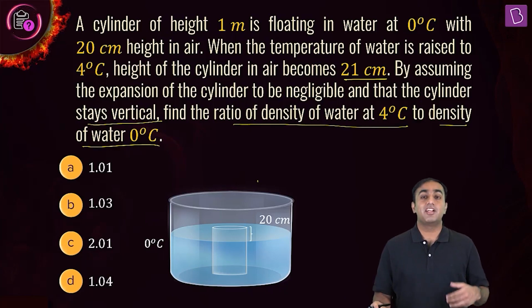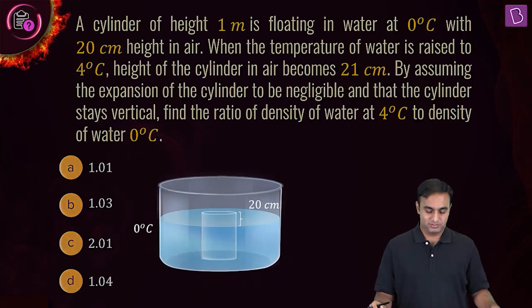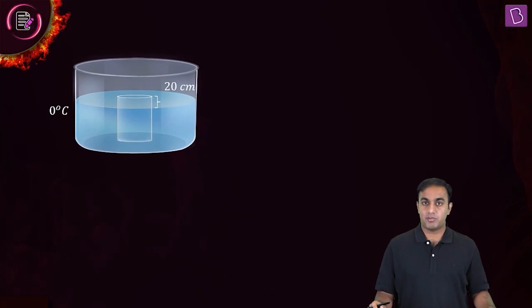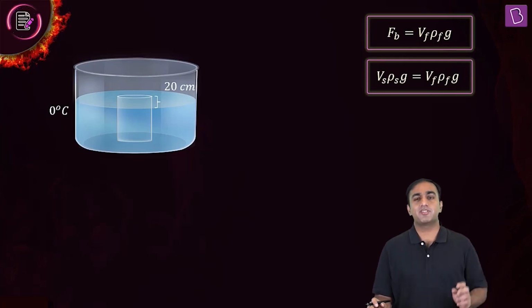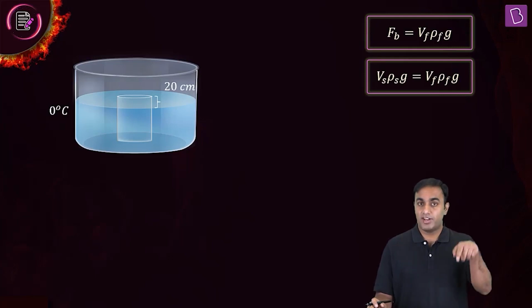All right. Let me help you in visualizing the situation. Here are the initial conditions. The temperature is 0 degrees Celsius. The cylinder stays vertical and is in equilibrium. What do you mean by vertical equilibrium? If you add up all the forces using the sign convention along the vertical direction, they add up to give you 0. The net force acting on the cylinder along the vertical is 0. That's what it means. Now, which are the forces acting on the cylinder in the vertical direction? One is a weight in the downward direction. Another is a buoyant force acting on the cylinder in the upward direction.